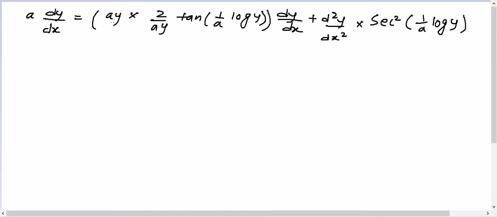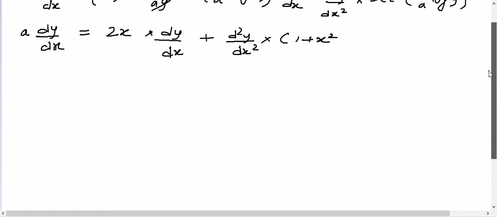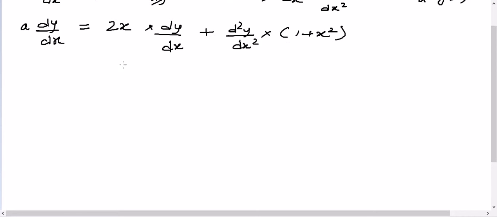So guys, continuing, the next step is a dy by dx. You can cancel the ay terms, and so it will be twice, guys, tan of 1 by a log y is x, right, as given in the question. Dy by dx plus d square y by dx square into, guys, this will be 1 plus x square, as x is tan, so sec square will be tan square plus 1, which is 1 plus x square.